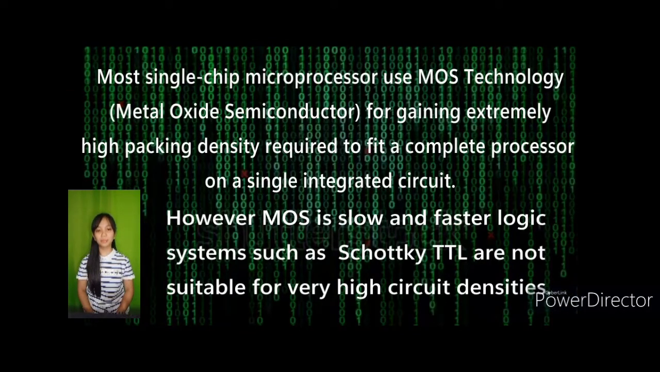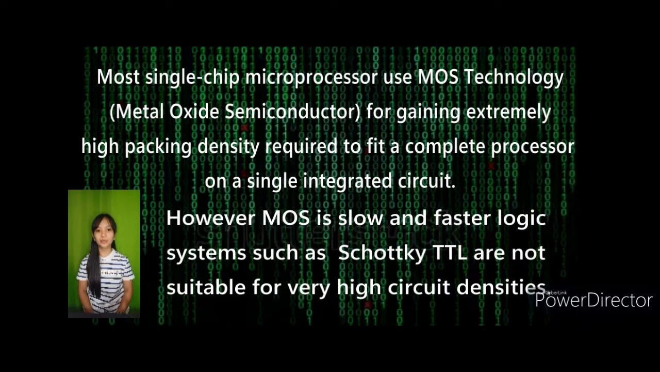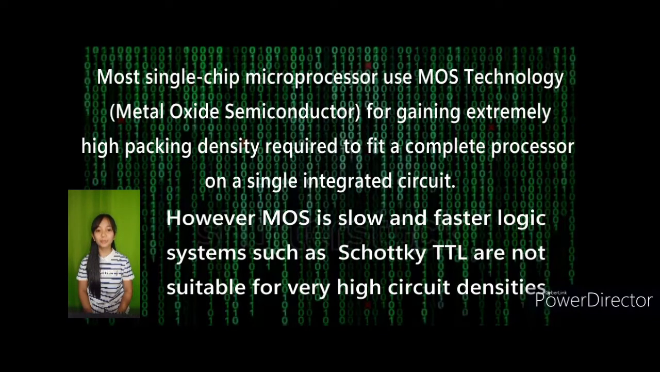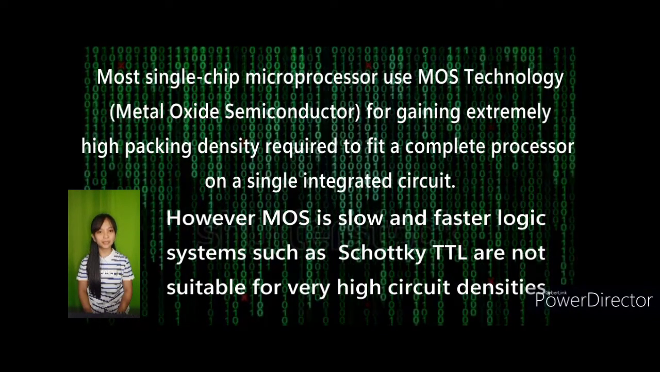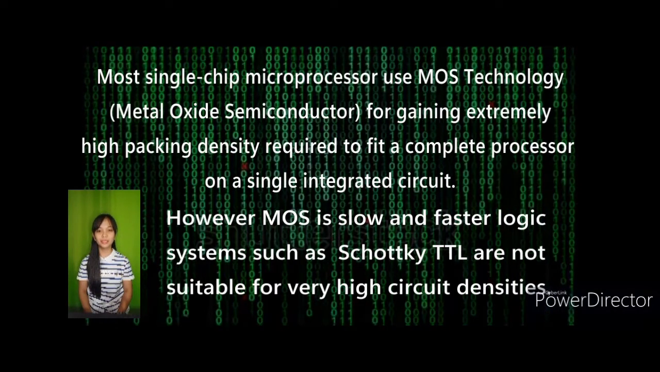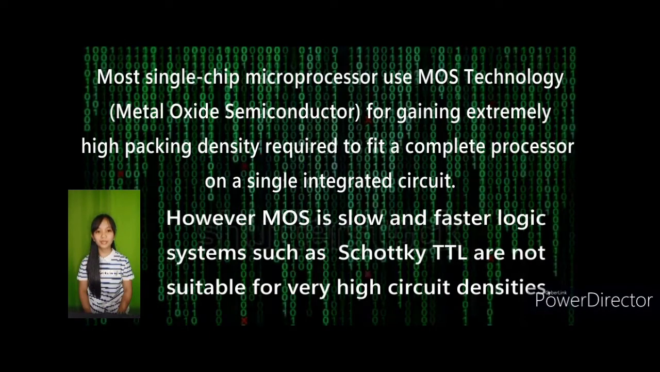Most single-chip microprocessors use MOS technology, or metal oxide semiconductor, for gaining the extremely high packing density required to fit a complete processor on a single integrated circuit. However, MOS is slow, and faster logic systems such as SCAT-TTL are not suitable for very high circuit densities.